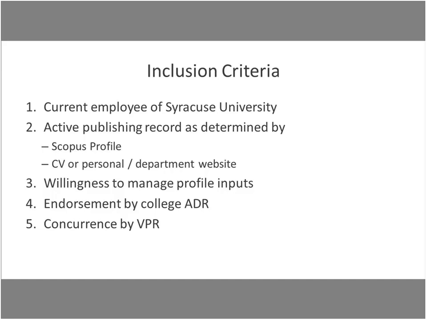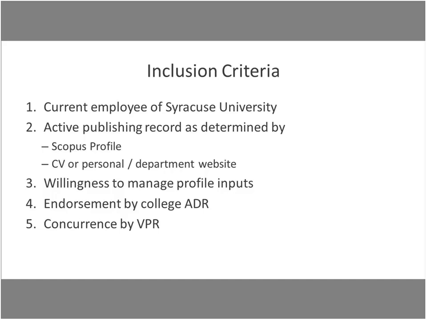We also don't want empty profiles out on the web. So we want to make sure that the faculty that we are profiling have an active publishing record. We determine that either by having a Scopus profile, and therefore things will be automatically imported from Scopus into their profile, or that somebody has a CV or a personal department website that shows that they have an active publishing record. Particularly if there's someone whose profile will not be fed automatically by Scopus, because that is one way of getting information into Pure, but not the only way.